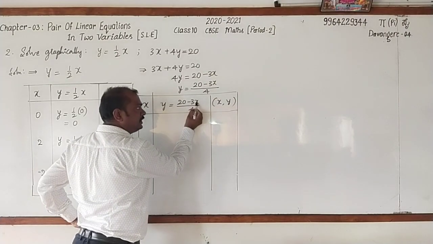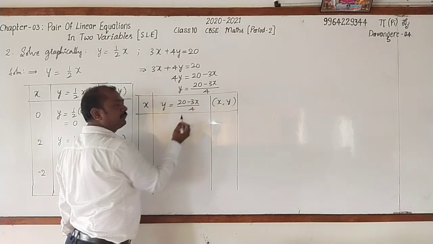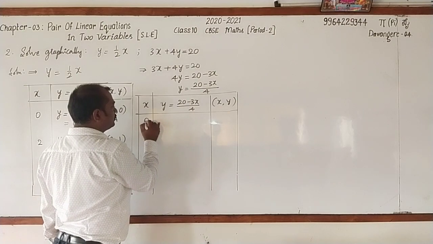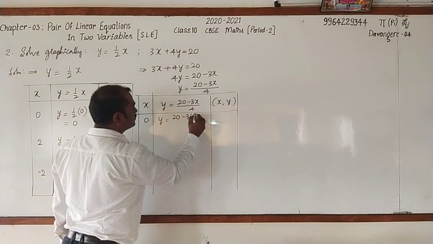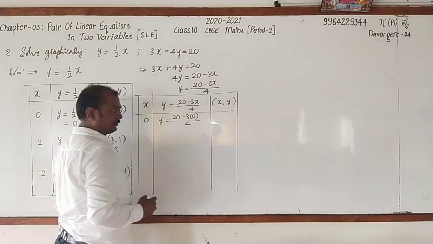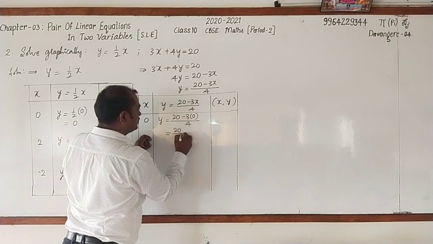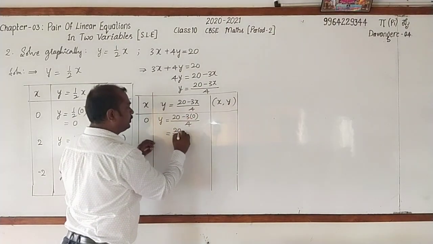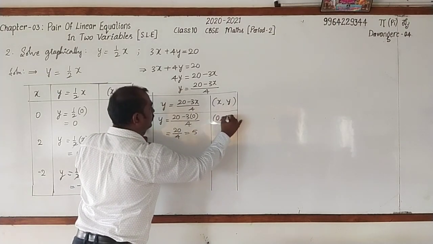See, when you take 0 in place of x, minus 3 into 0 is 0. 20 minus 0 is 20. 20 by 4 is 5. So we get an integer. So when x is 0, y equals (20 minus 3 into 0) by 4, which is 20 minus 0, nothing but 20. 20 by 4 is 5. When x is 0, y is 5.